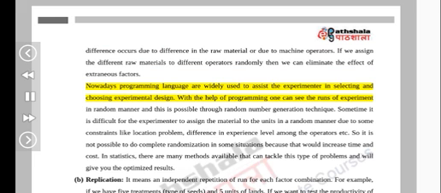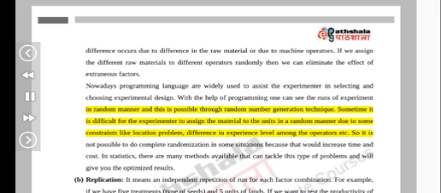Nowadays programming languages are widely used to assist the experimenter in selecting and choosing experimental design. With the help of programming one can see the runs of the experiment in a random manner, and this is possible through random number generation techniques.